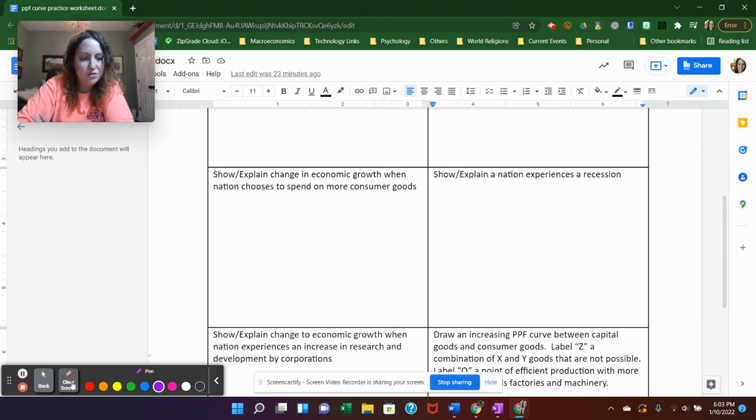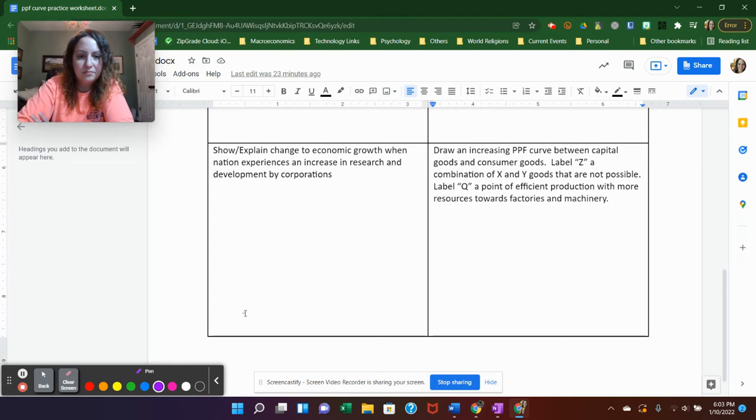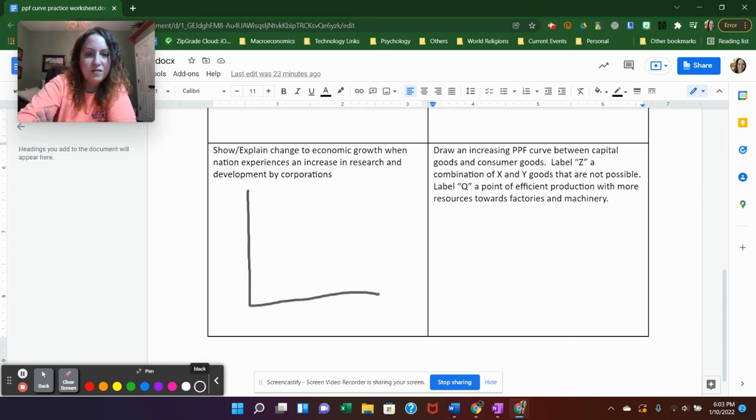All right, and the last two boxes down here. Show and explain the change of economic growth. Ooh, it says economic growth, so it must be some sort of shift. It can't just be a tricky point change, a movement.